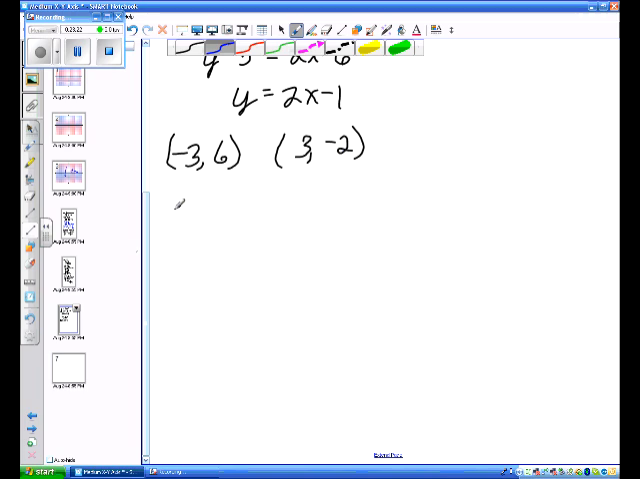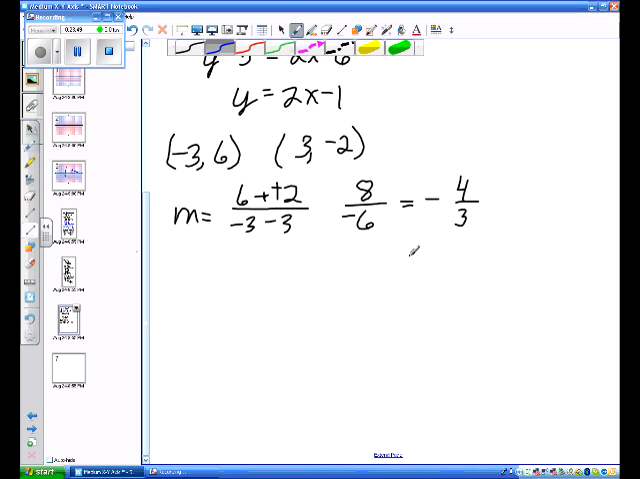Well, again, we have to have the slope, so we're going to use our formula. 6 minus a negative 2 over negative 3 minus 3. Well, that's going to give us a positive 8 because minus a negative is the same as a plus, over negative 6, which reduces to negative 4/3. Do not change these to mixed numbers. Do not change them to decimals.